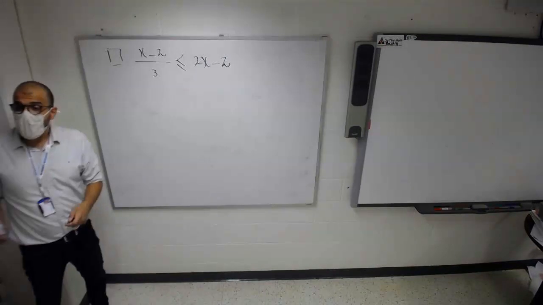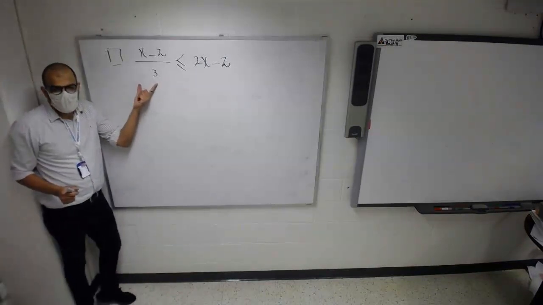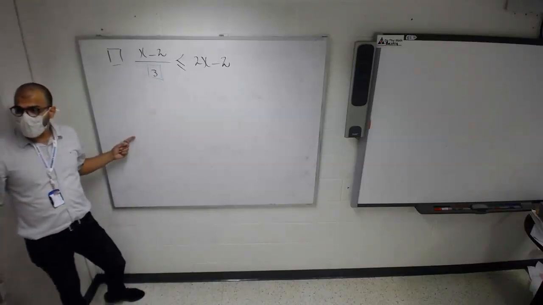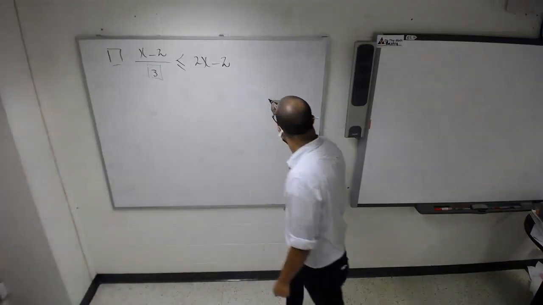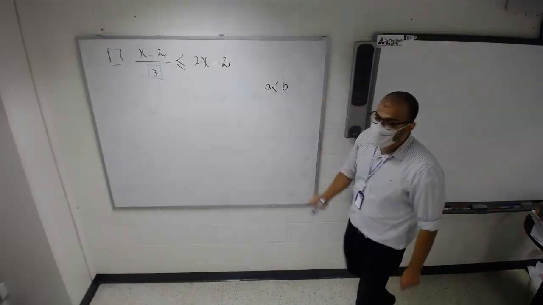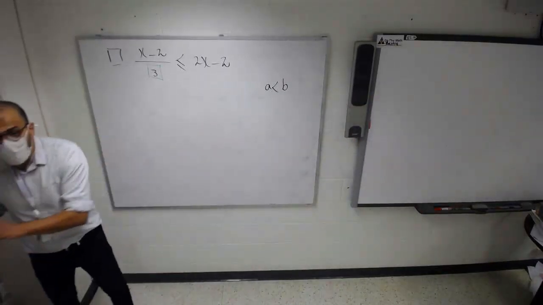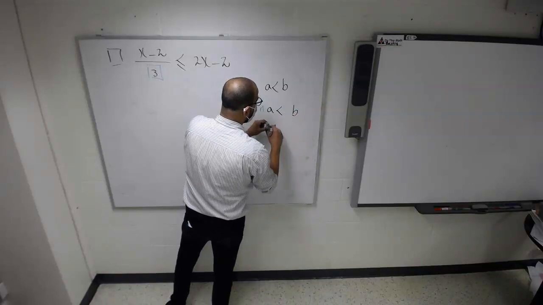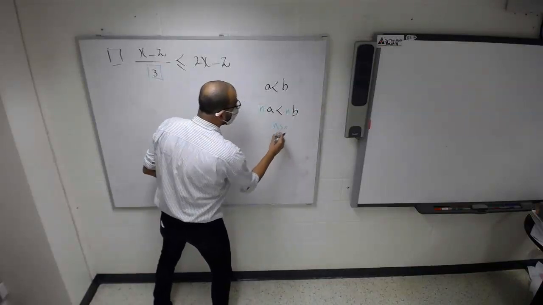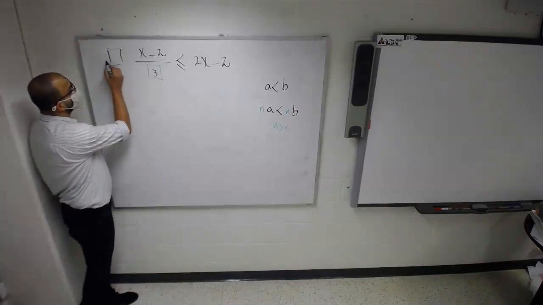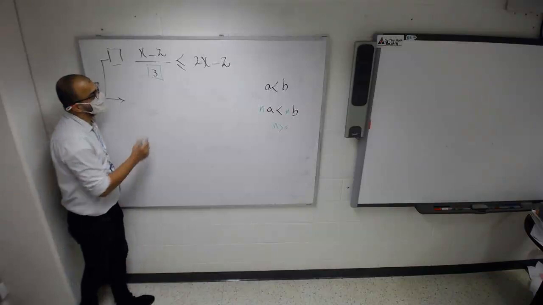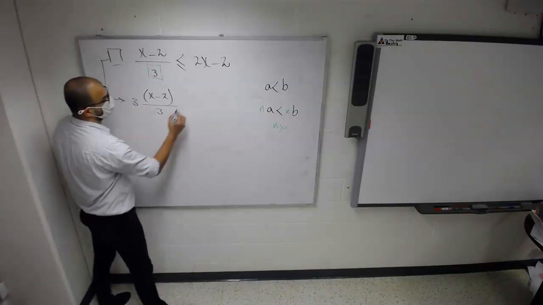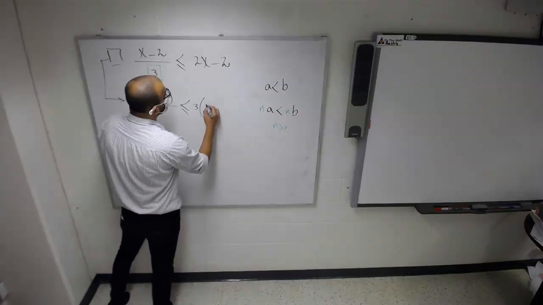Okay, now, as the one which we did before, I look at this one. It's very annoying to have something here, which is 3. I multiply both sides by 3. Why? Look at this. Guys, if A is less than B, you can multiply both by a number n. The inequality stays the same if n is positive. What does it mean? It means that I multiply both sides by 3, then it becomes x minus 2 divided by 3. This is 3. It is positive, doesn't change this one. 3 times 2x minus 2.